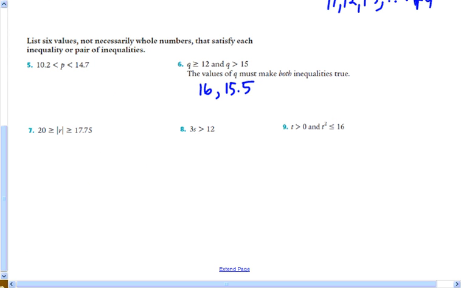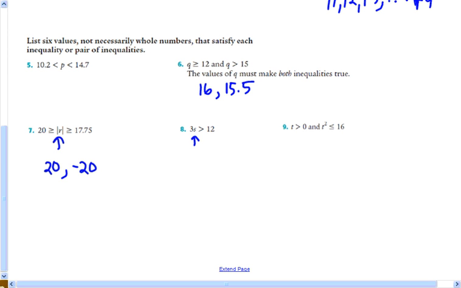Okay, look at a couple more of these. Here we have an absolute value. That absolute value, remember, turns all negative numbers positive and leaves positive numbers positive. So we need those numbers to be less than 20 but greater than 17.75. And since we have equal signs, we could actually use a number like 20. We could also use a number like negative 20 because the absolute value will make that 20. I'm going to let you finish that and find the other 4 values.